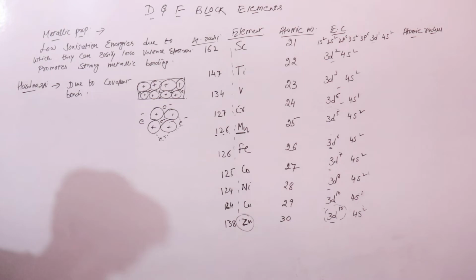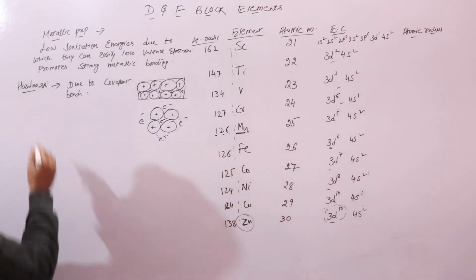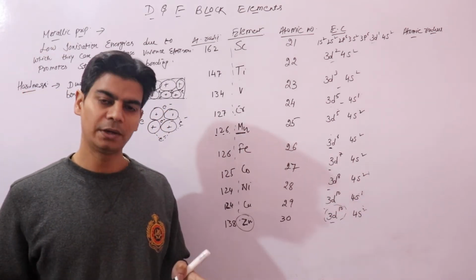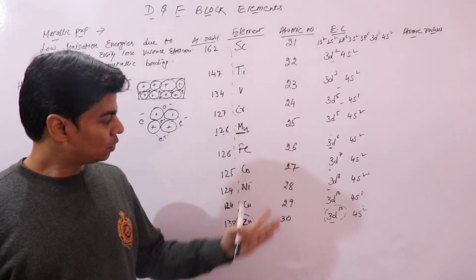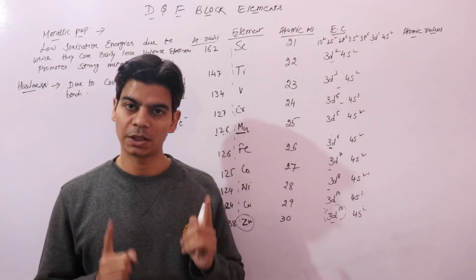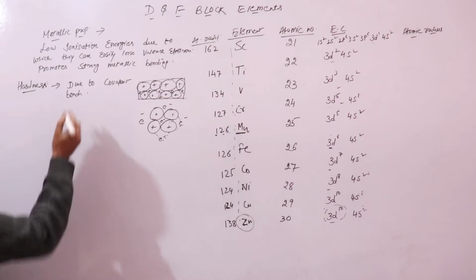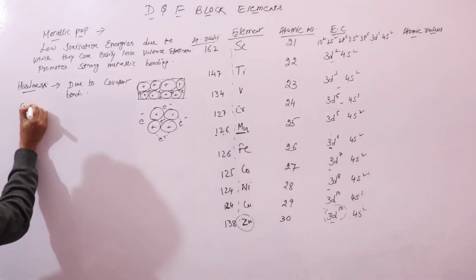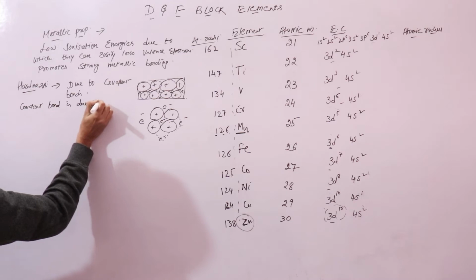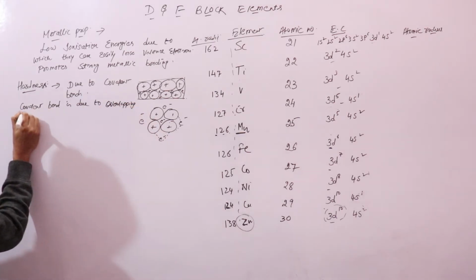Now the covalent bonds in these metal atoms are due to the overlap of d orbitals. This is a little new concept that we are learning, covalent bonding due to overlap of d orbitals. Whenever you have d orbitals in these metal atoms, d orbitals can overlap to form covalent bonds, and these covalent bonds make the metal strong. So the covalent bond is due to overlapping of d orbitals.